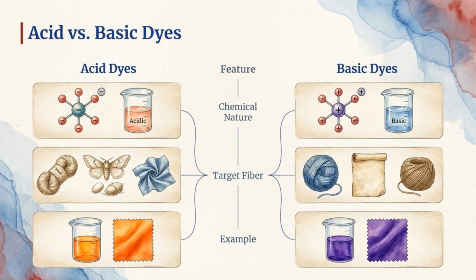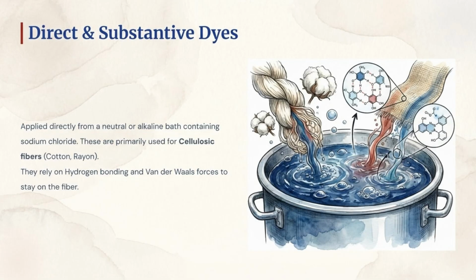Acid dyes have an acidic chemical nature and target protein fibers like wool and silk. Basic dyes have a basic nature and target fibers like acrylic and paper. Direct dyes are water-soluble and apply directly to cellulose fibers like cotton and linen. They are fixed by weak forces, resulting in poor wash fastness, but an easy application process.